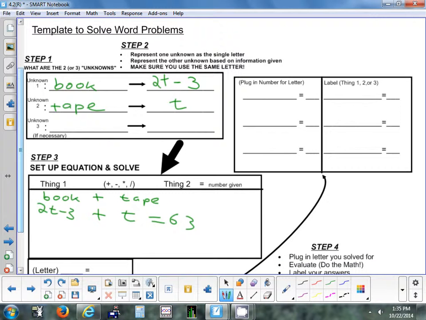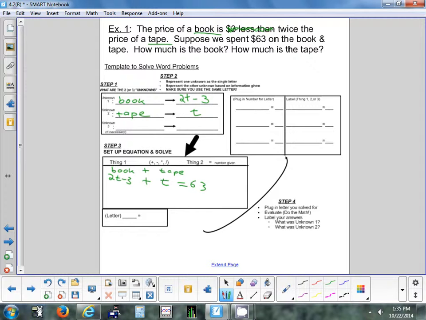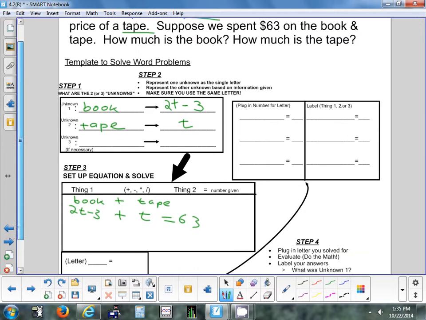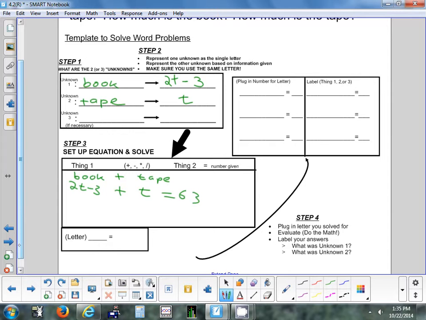Everyone see the equation we set up? The price of the book, can you go back up, Mr. Hager? Plus the price of the tape equals $63. Again, Patty made a good point. That's the number it gives you. We spent $63. That nice whole number that it gives you, with no "twice" or "less than," none of that stuff, that's the number that's going to equal.